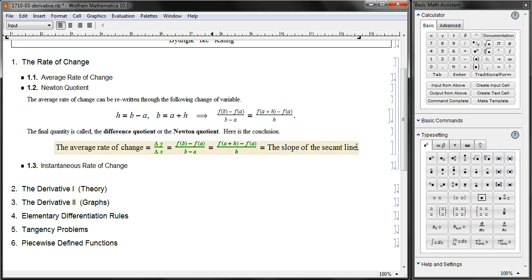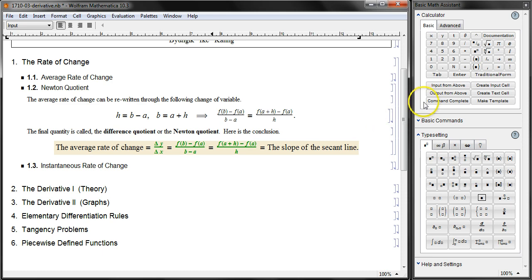So here's the conclusion. Average rate of change, rise over run, or delta y over delta x, or f of b minus f of a over b minus a, the average rate of change formula, or f of a plus h minus f of a over h, Newton quotient. They all mean the same thing, and they all mean the slope of the secant line.